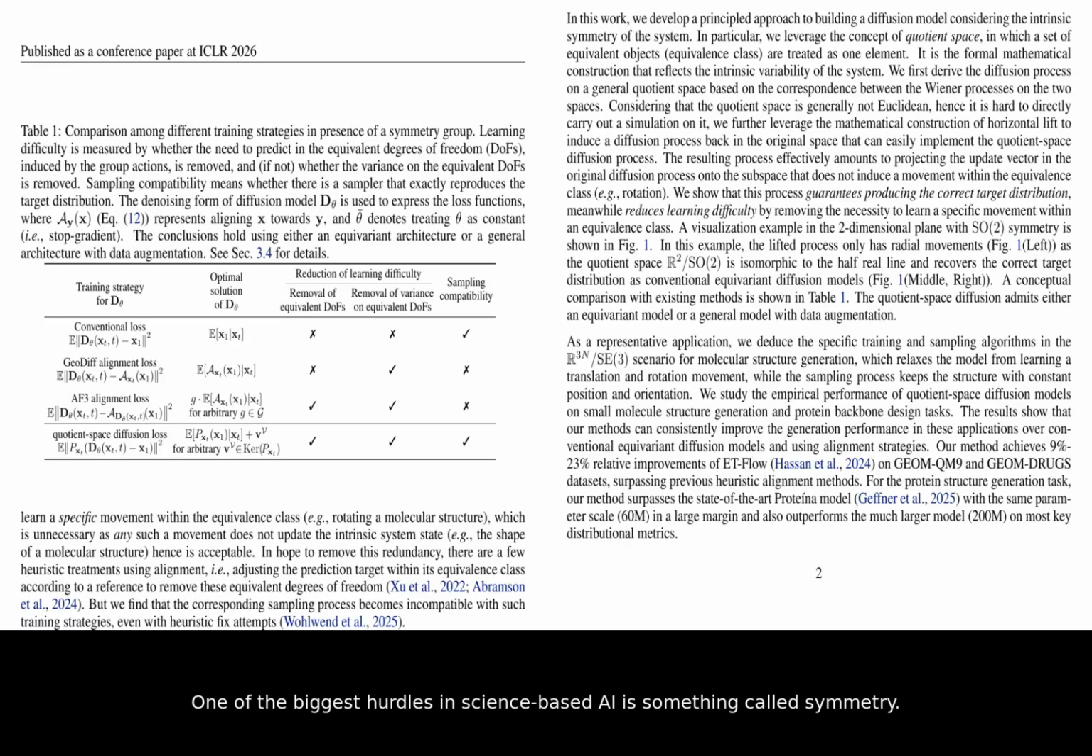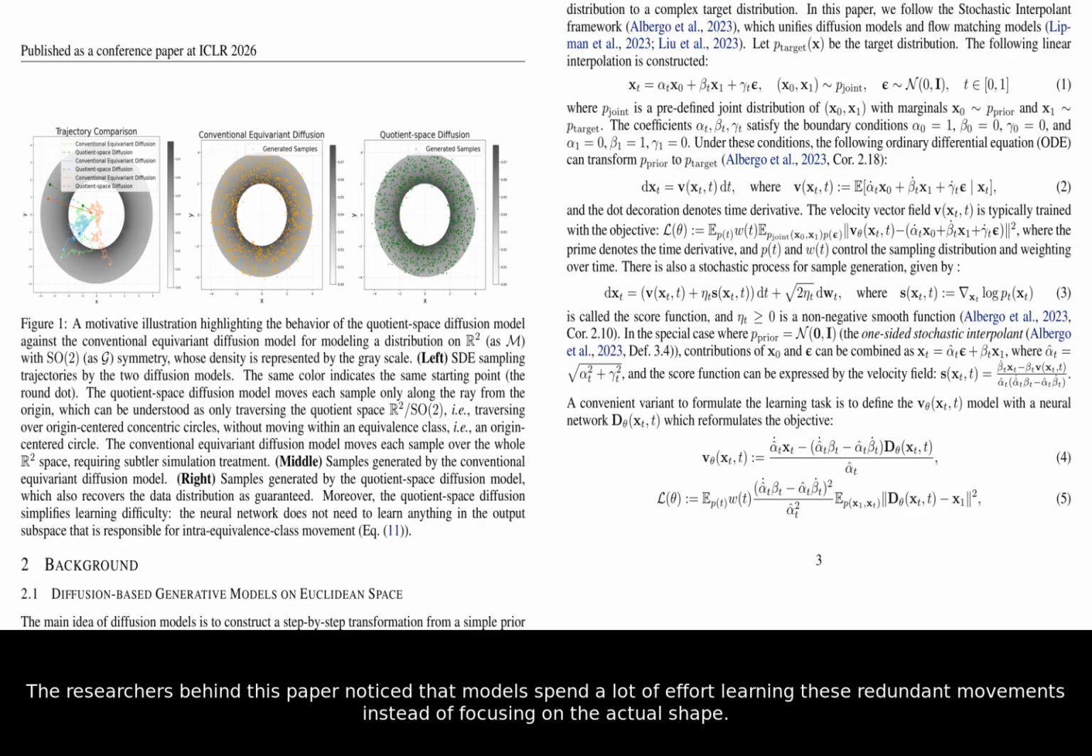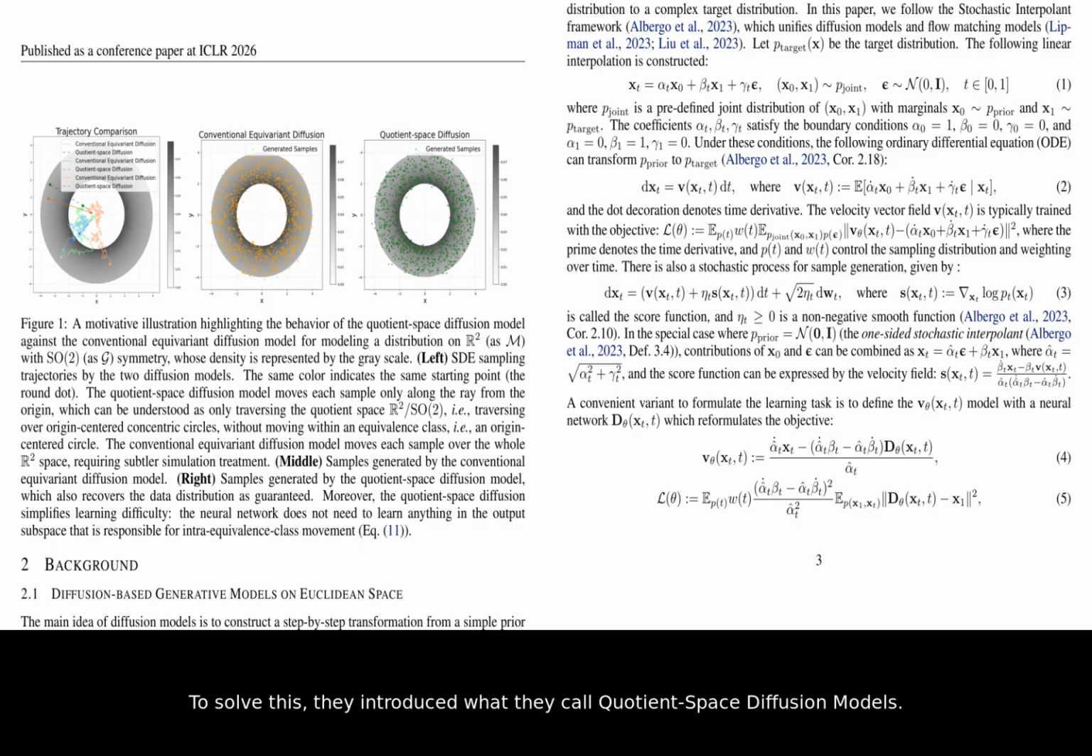One of the biggest hurdles in science-based AI is something called symmetry. Think about it. If you take a molecule and rotate it in your hand, it is still the same molecule. However, for a standard AI, these different rotations often look like completely different objects to learn. The researchers behind this paper noticed that models spend a lot of effort learning these redundant movements instead of focusing on the actual shape. To solve this, they introduced what they call Quotient-Space Diffusion Models.